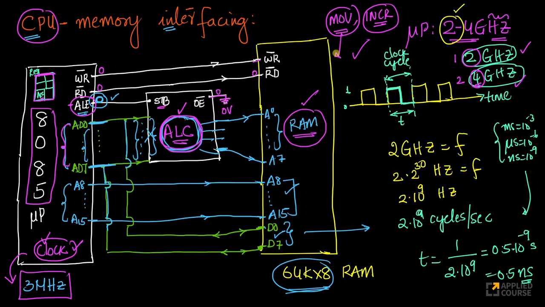Let's assume the move operation requires 4 clock cycles. I'll explain how one of these operations works in a little while. Now, if the processor is working at 2 gigahertz, how many nanoseconds does it need? Because it requires 4 clock cycles, the 2 gigahertz processor will need 4 into 0.5 nanoseconds, which means it requires 2 nanoseconds to complete. At the same time, for the 4 gigahertz processor, the time interval is 0.25 nanoseconds. So it will require only 1 nanosecond to complete the move operation.